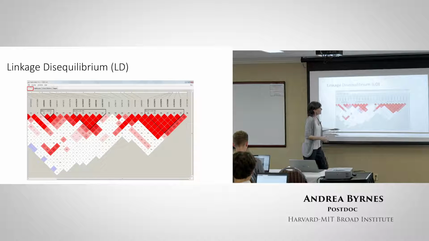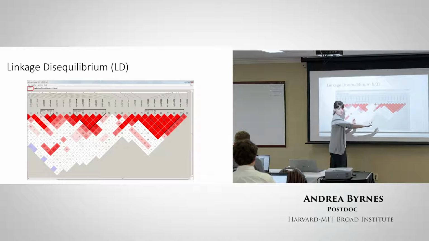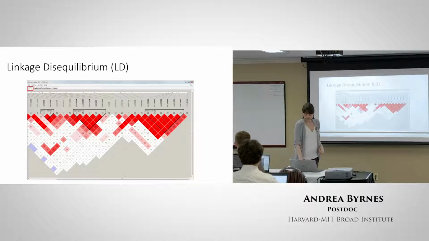And as you can see, they make these fun sort of pyramid shapes where you can see there's one block, and then the correlation dissipates. And then there's another block, and the correlation dissipates. And so this is known as LD structure.